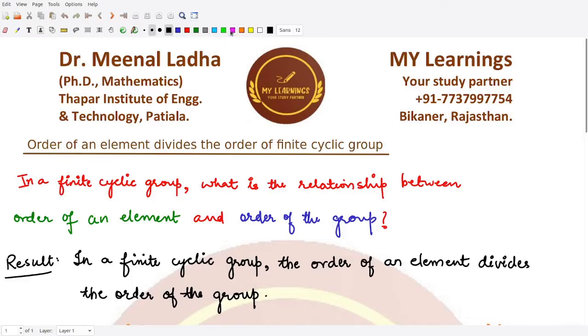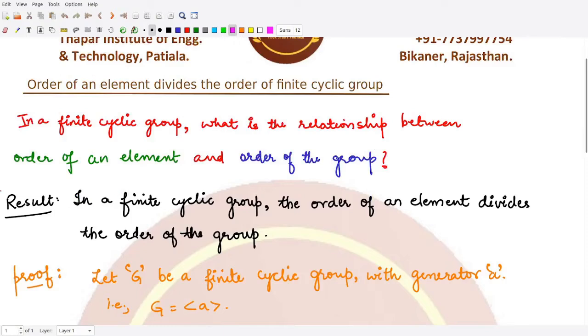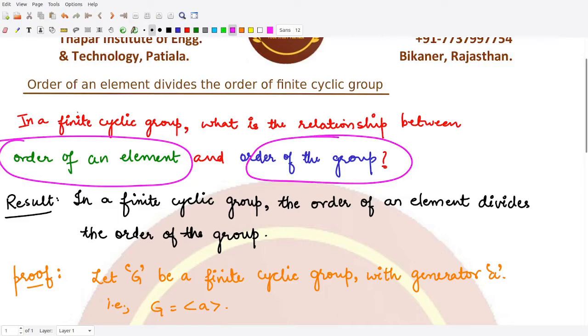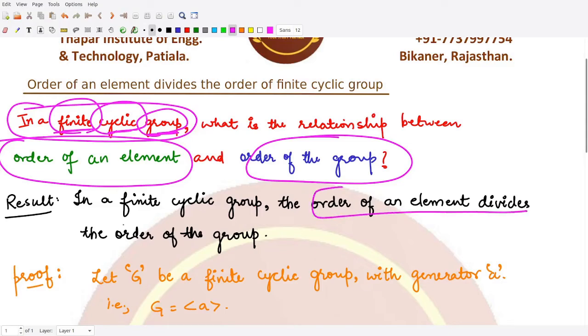In this video we'll be talking about a result which states that the order of an element divides the order of a finite cyclic group. So obviously I have mentioned here that for a finite cyclic group, what is the relationship between the order of an element and the order of this group, and this result holds only and only when we have a finite cyclic group with us, right? So the group should have these two properties, then only we can apply this particular result over here. So here the result states that the order of the element divides the order of the group. Let's see how this is there.